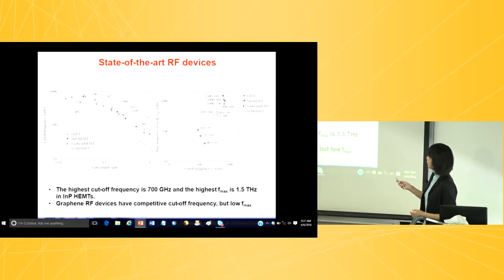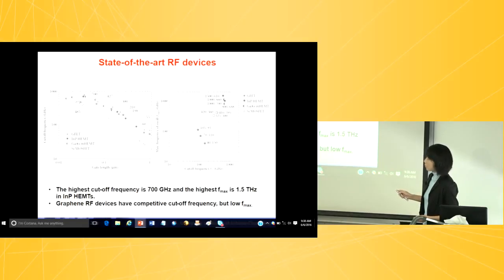Here shows the state of the art of RF devices, comparing graphene RF devices with traditional III-V and silicon RF devices. The highest cutoff frequency is reached by indium phosphide HEMT, high electron mobility transistor. The left graph is the cutoff frequency. The red graph is Fmax, the maximum oscillation frequency. In both cases, the highest frequency reached is by indium phosphide HEMT.